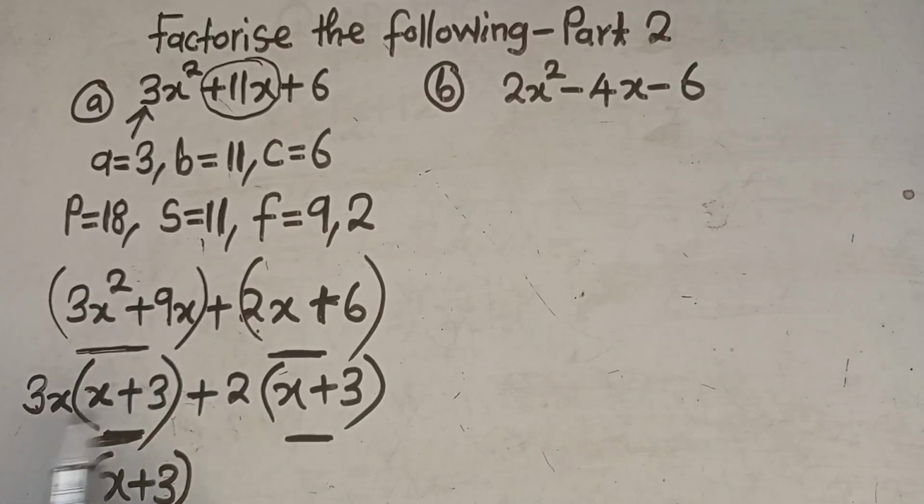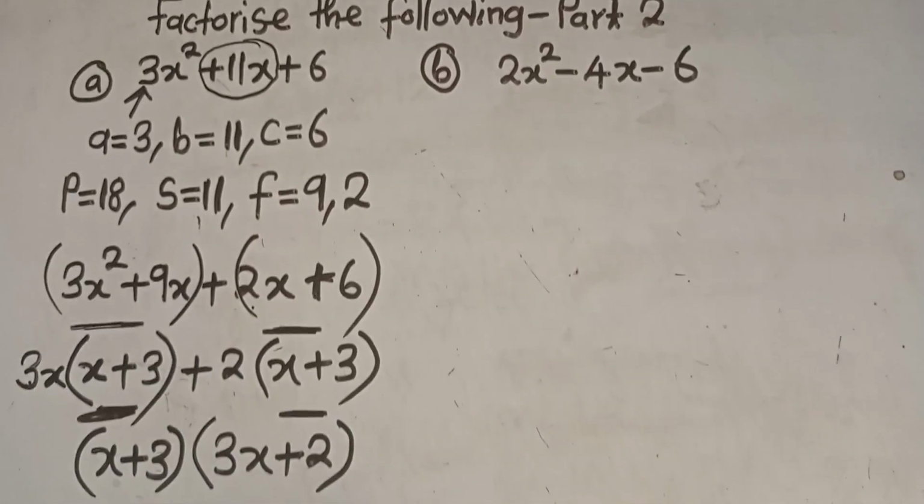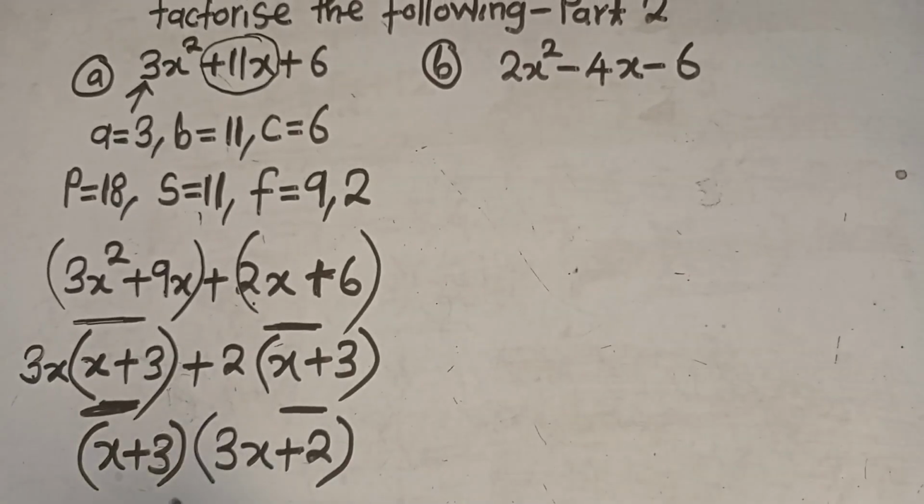Then that is 3x plus 2. I also get that one: 3x plus 2. So this is my answer. This is how I'm supposed to solve this. This is the answer. This is what you need to do.